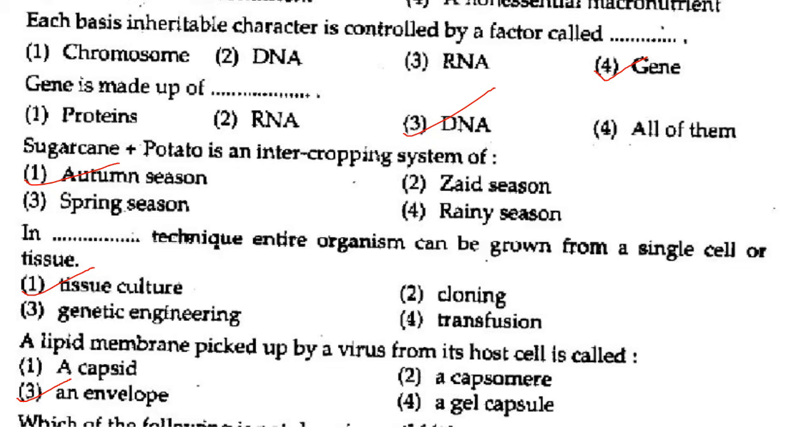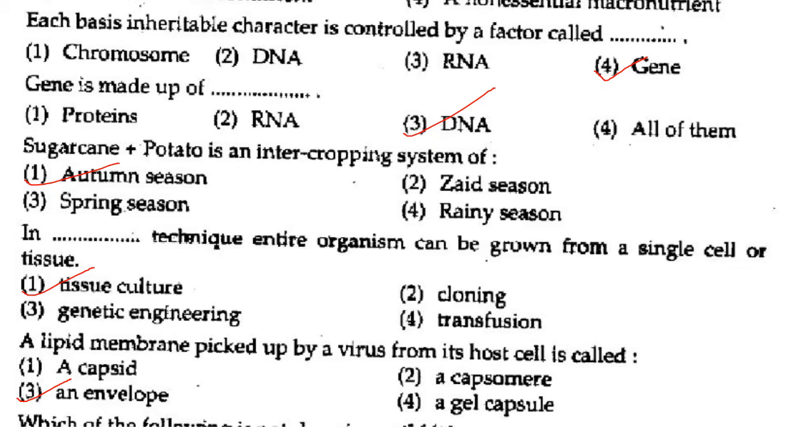Sugarcane plus potato is an intercropping system of: option 1 autumn season, 2 Zaid season, 3 spring season, 4 rainy season. Answer is option 1 autumn season. In dash technique, an entire organism can be grown from a single cell or tissue: option 1 tissue culture, 2 cloning, 3 genetic engineering, 4 transfusion. Answer is option 1 tissue culture.